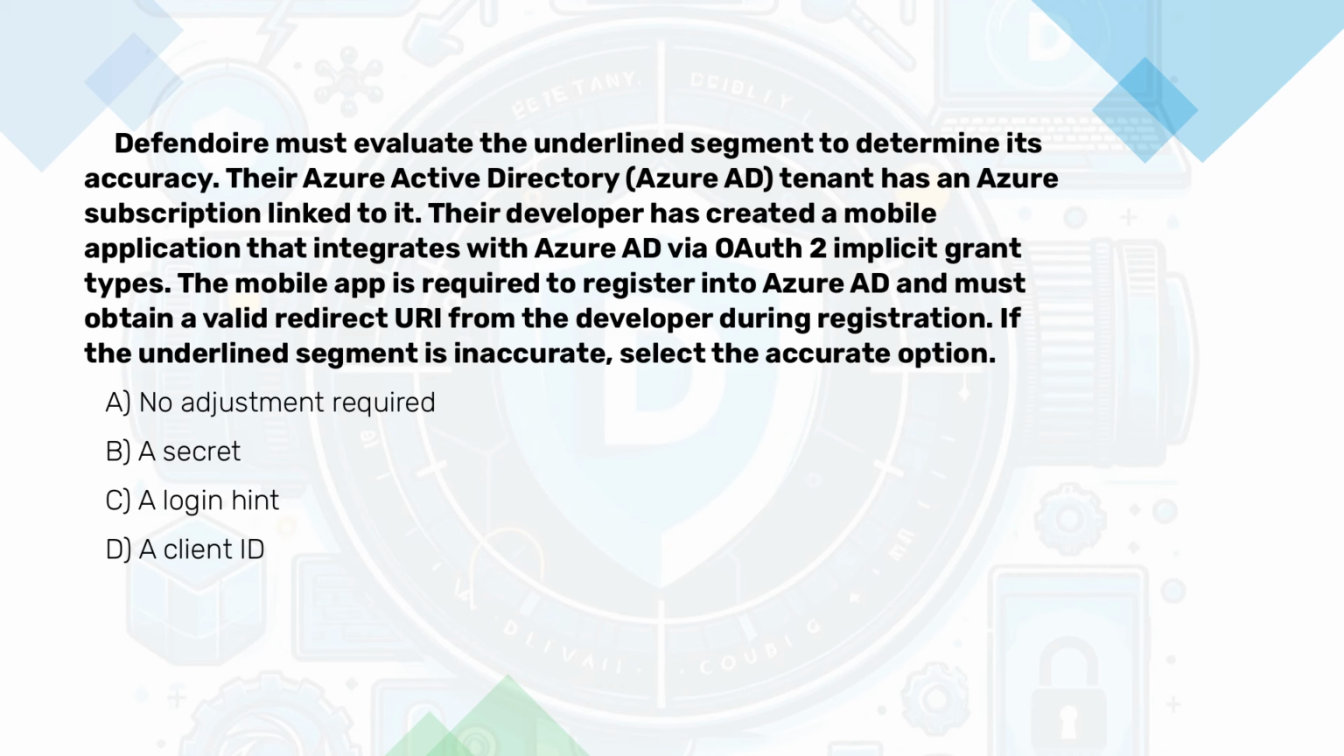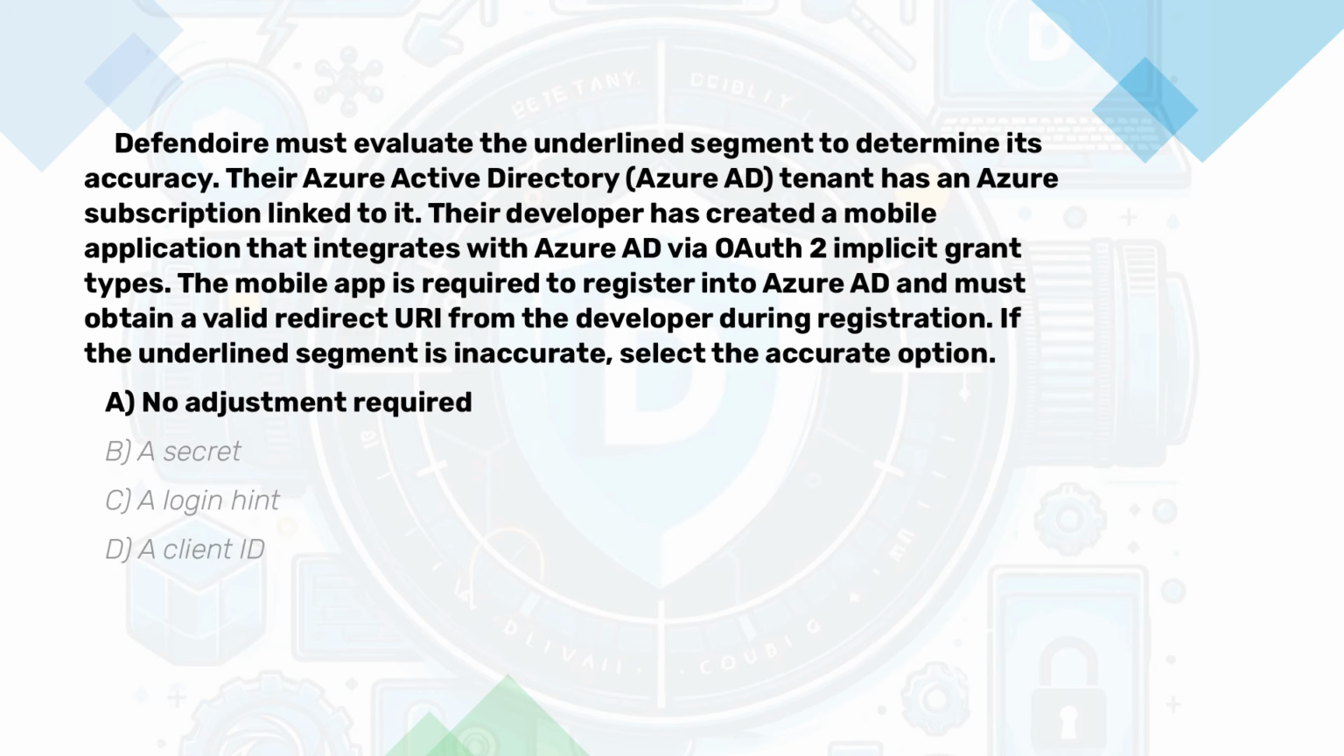A. No adjustment required. B. A secret. C. A login hint. D. A client ID. Okay, now pause the video here, have a bit of think, and then continue when you are ready.